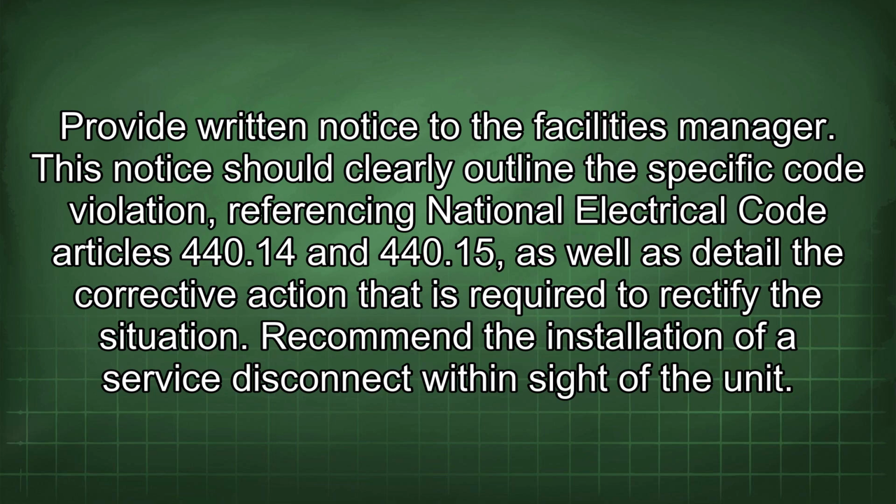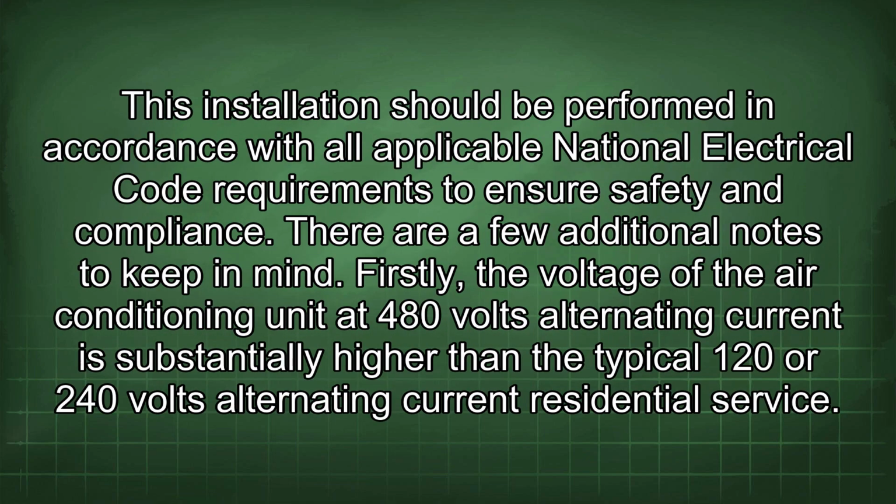Recommend the installation of a service disconnect within sight of the unit. This installation should be performed in accordance with all applicable National Electrical Code requirements to ensure safety and compliance. There are a few additional notes to keep in mind. Firstly, the voltage of the air conditioning unit at 480 volts alternating current is substantially higher than the typical 120 or 240 volts alternating current residential service.